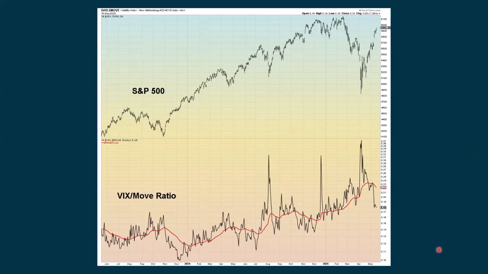Then we look at the volatility of stocks measured by the VIX and the volatility of bonds measured by the MOVE index. And as stocks have been becoming less volatile lately, that's sending this ratio down, and the red line is starting to roll over as well. In this context, that's more positive.